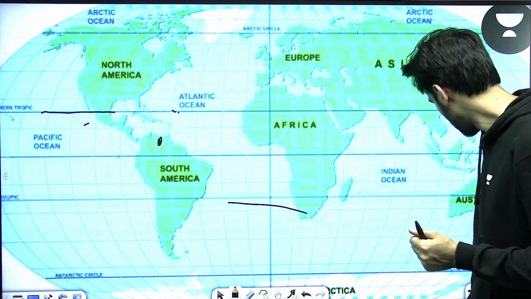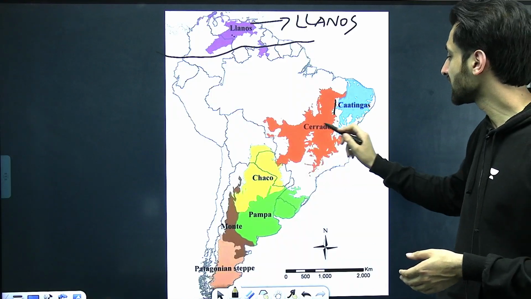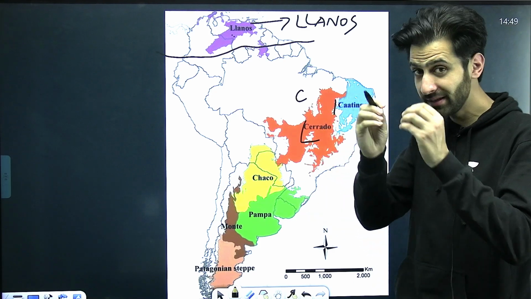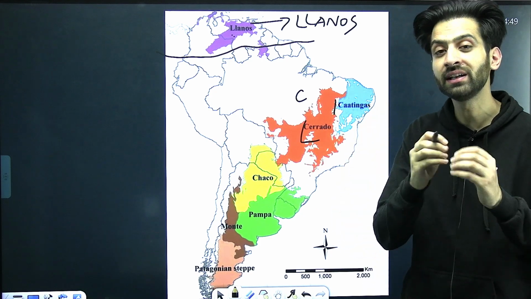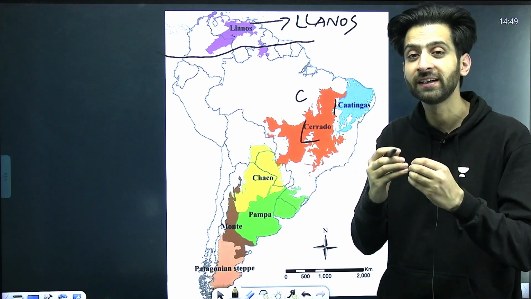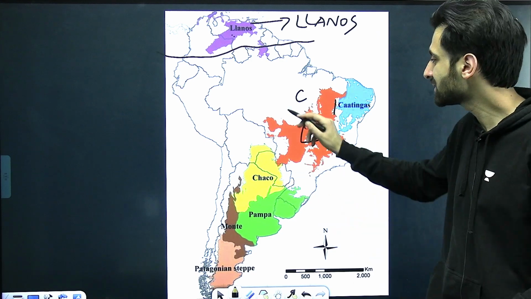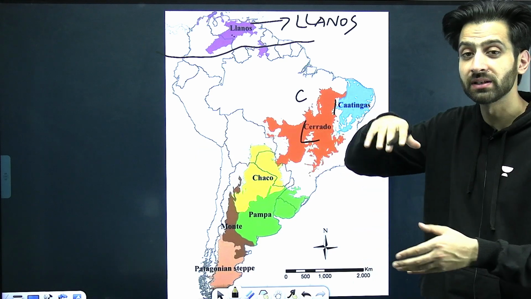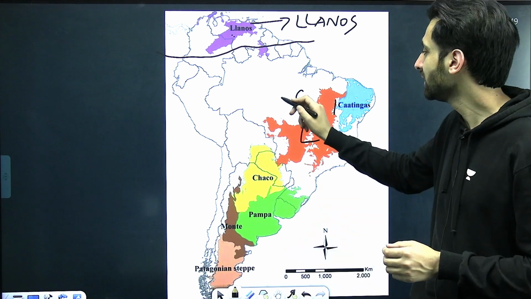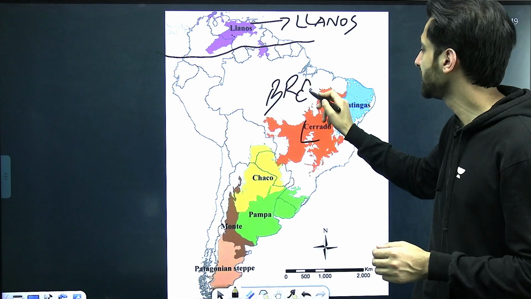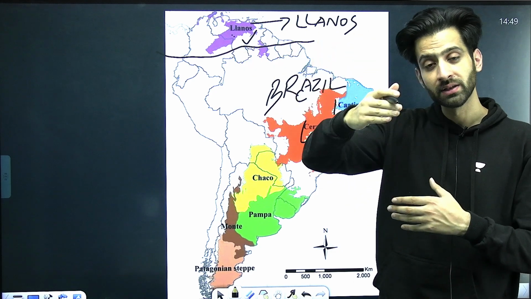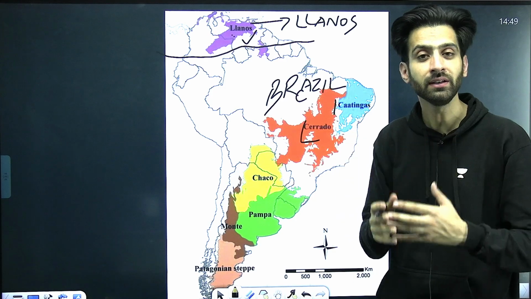That is number one. Now going to number second, that is Caatinga, Cerrados. These are the other grasslands, and we have one more here, that is Campos. 3 Cs. Remember the 3 Cs that are located in Brazil: Campos, Caatingas, and Cerrados. These are the 3 grasslands located in Brazil. Again, very important, because these are also located between the tropics, so they are also known as tropical grasslands, located in Brazil. This is Brazil, and this is Venezuela. So the Llanos was located in Venezuela, and these 3 are located in Brazil.